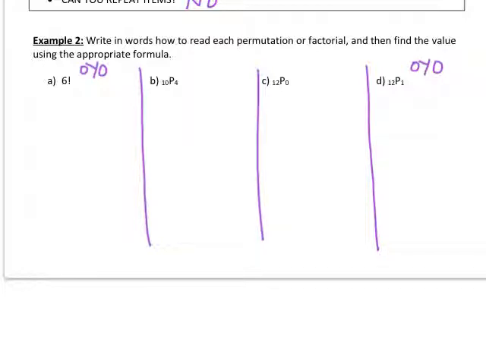All right, there are 4 problems in example 2. We want to write in words how to read each permutation or factorial, and then find the value of it using the appropriate formula. So as you see, I've marked example 2A as one that you need to do on your own, as same as part D. And then I'm going to do part B and part C for you so that you can get the idea. So how do we read this? For part B, it's going to be the permutations of 4 from 10.